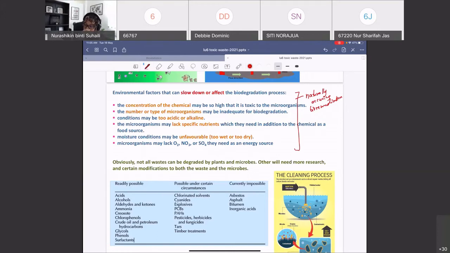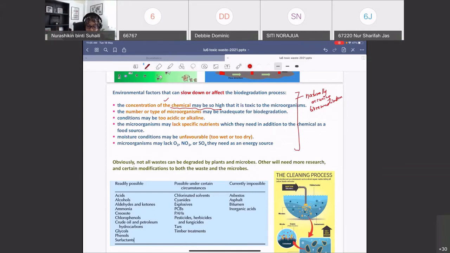Sometimes, even though the microbes are there, the concentration of the chemicals could be too high, which is maybe too much for the naturally occurring microbes. So some of them might be left untreated. Some of the contaminants might not be eaten by the microbes because there are not many microbes. So that is one of the problems. What happens is that it will slow down. Perhaps it happens, but it takes longer than the optimal time.